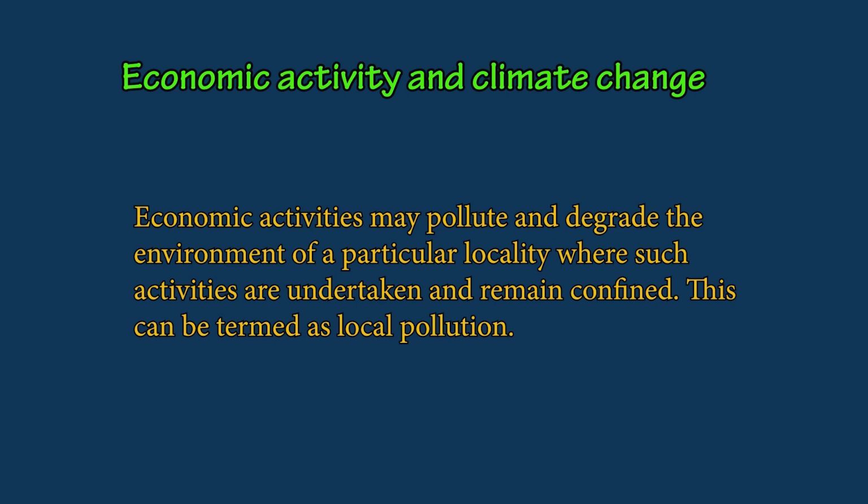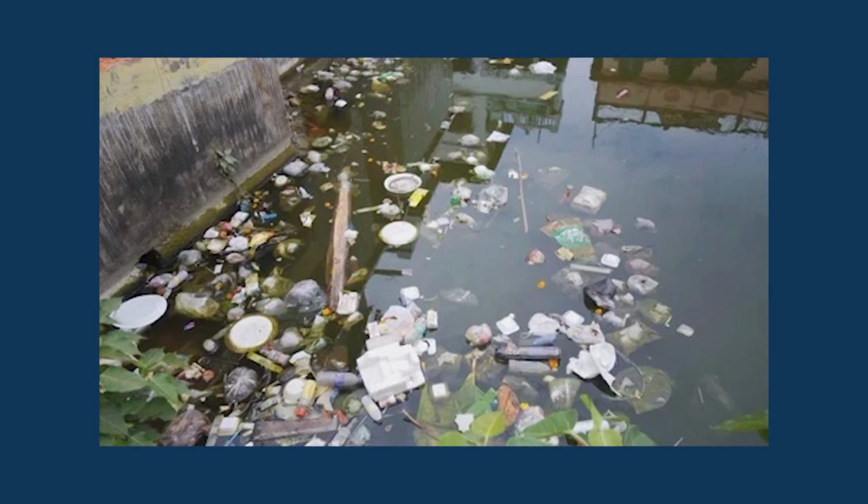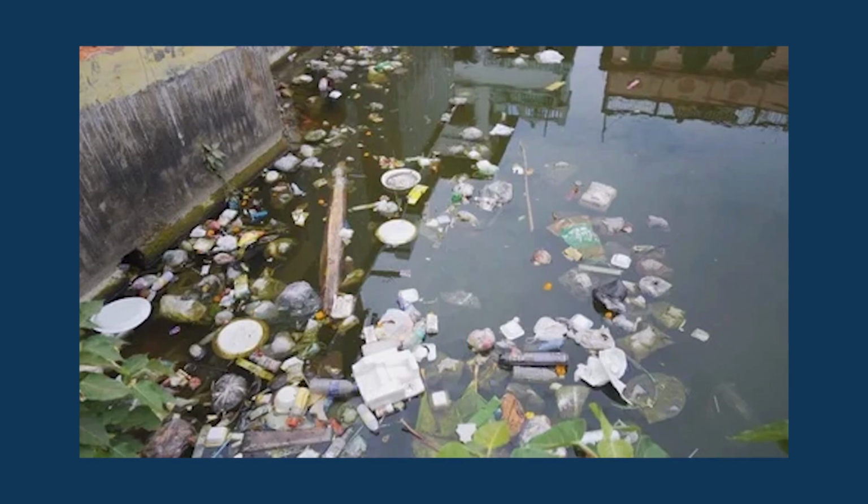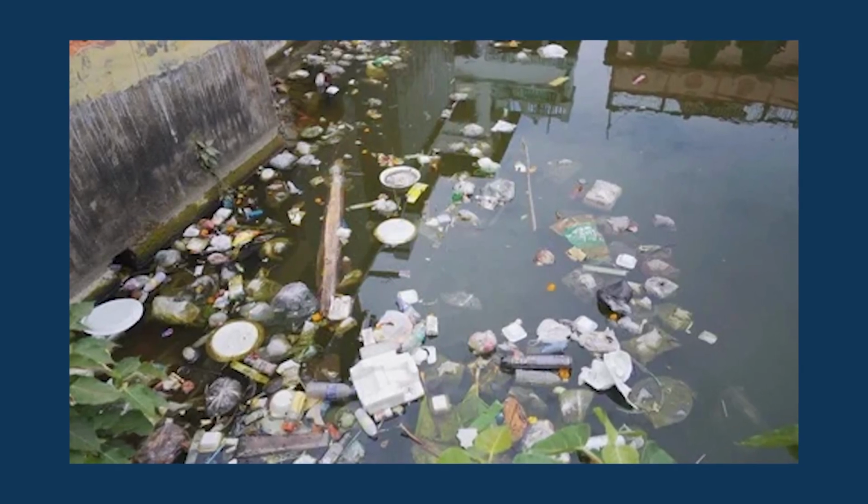When economic activities pollute and degrade the environment of a particular locality where such activities are undertaken and they remain confined there only, we can term it to be local pollution. Let us explain with a simple example. If your neighborhood has a small pond and the nearby consumers, the nearby people, start throwing their waste in that particular pond, the fish in that pond will slowly die. This can be called local pollution because it does not spread to other regions, to other countries, or does not immediately have an impact on the global environment.